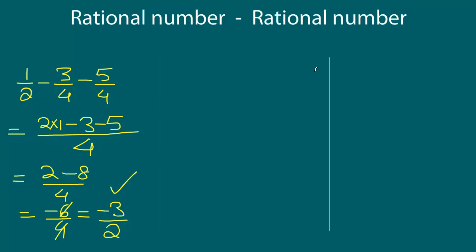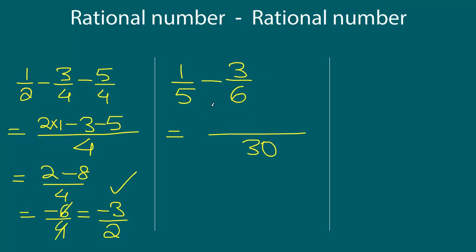Maybe let's take a look at a few more examples before we wrap up. So let's say maybe 1 over 5. This time let's say minus 3 over 6. So here again this is basically a fraction form, right? So the LCM will be 30. So this will be 6 times 1 or 6 minus this will be 3 times 5 or 15, and this one will be minus 9 over 30, right?